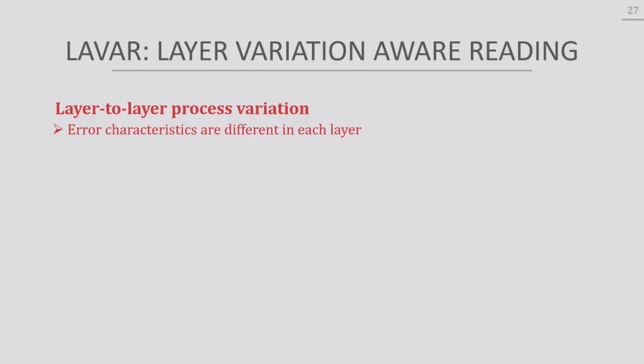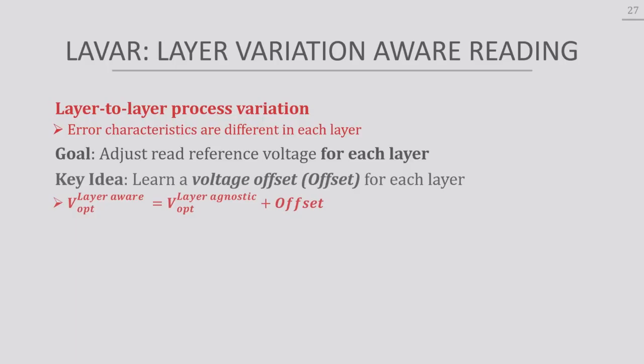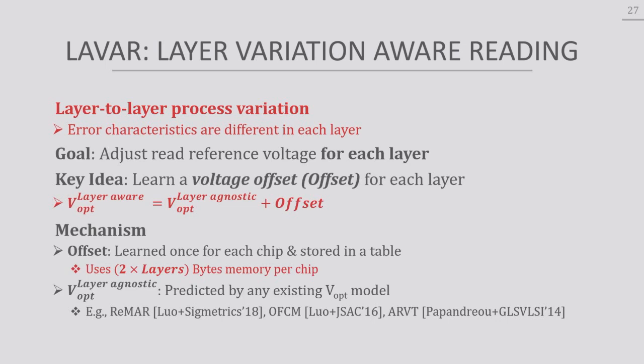So as I mentioned, this layer variation aware reading, or LAVAR, is designed to mitigate the layer-to-layer process variation problem. Specifically, we try to target the problem where the error characteristics or the read reference voltage is different in each layer. So the goal is to adjust the read reference voltage for each layer. The way we do this is essentially to learn an offset for each layer and then add this offset to a layer agnostic VOPT.